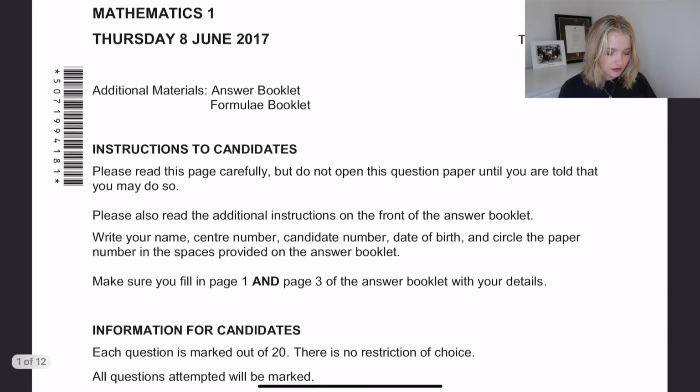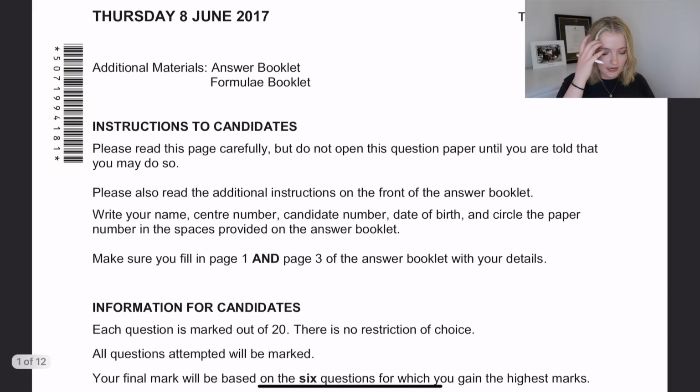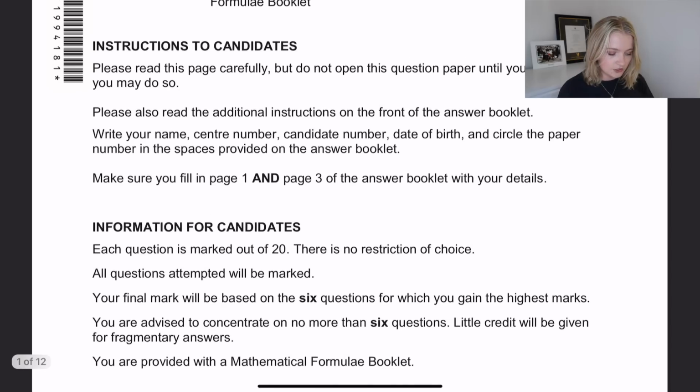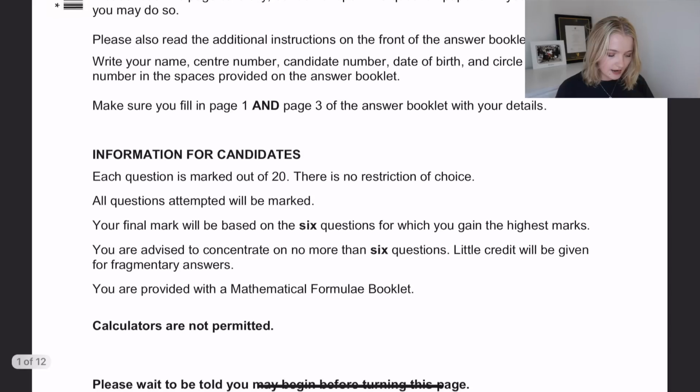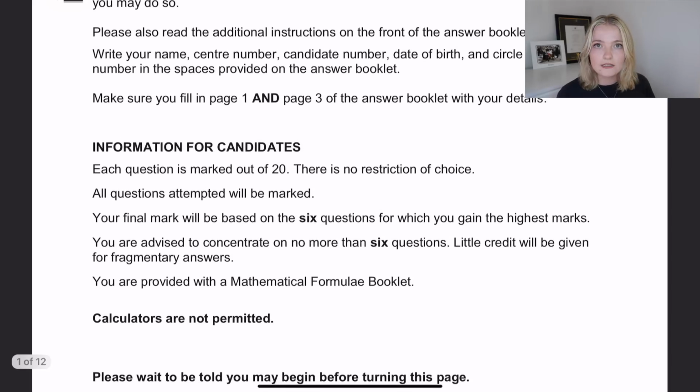Okay, cool. Now let's look at some information about the exam itself. This is just instructions to candidates here, basically for if you sit in the exam itself. And then this is the stuff that we want to look at. So each question is marked out of 20. There's no restriction of choice, so essentially you can answer any of the questions in the exam.